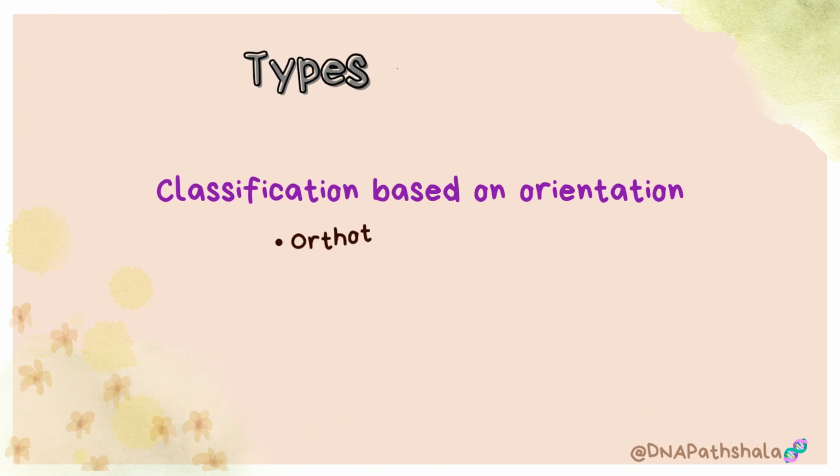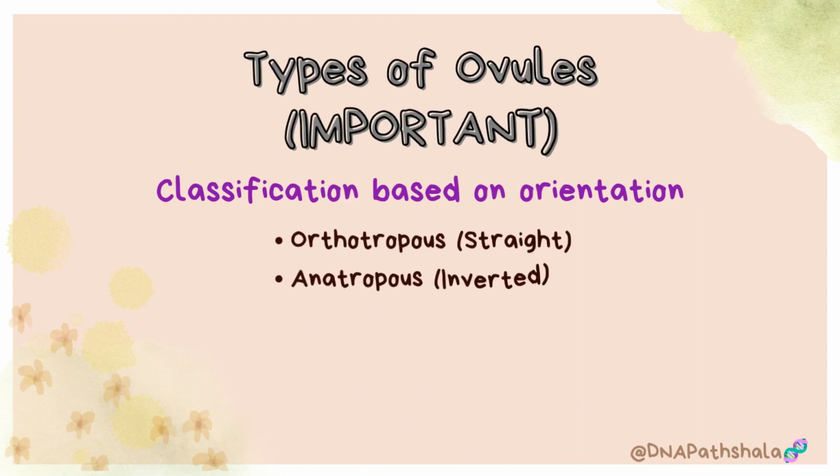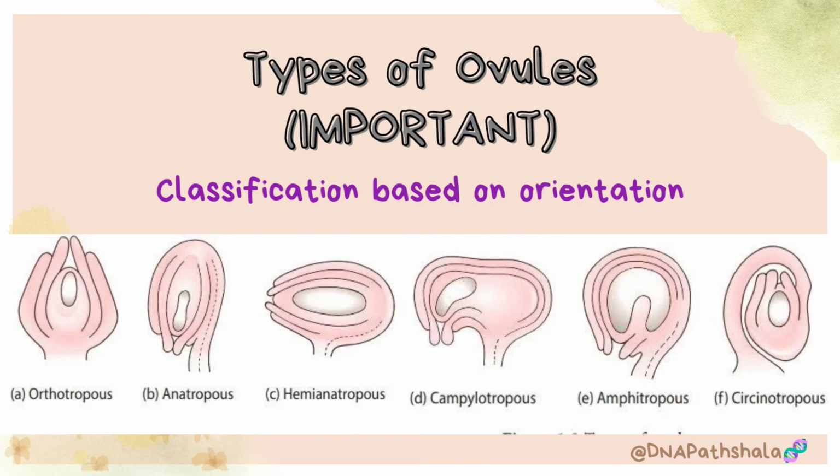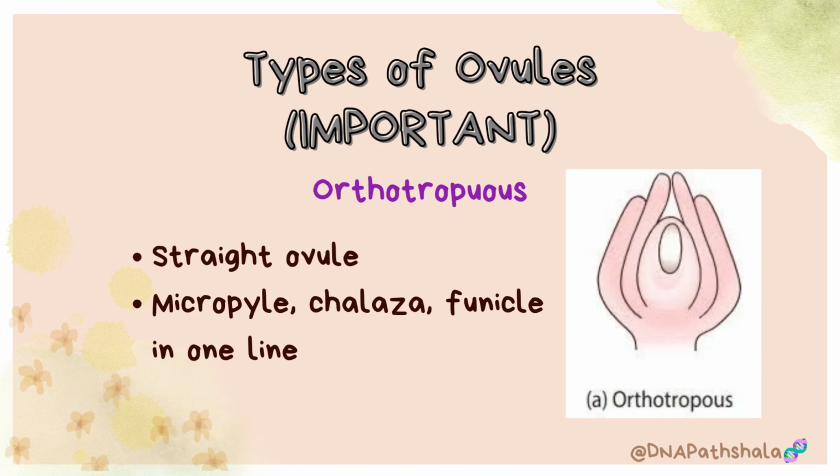Okay. Now we move to the most important part, types of ovules. These are classified based on their orientation. There are 6 types: Orthotropous, Anatropous, Hemianatropous, Campylotropous, Amphitropous and Circinotropous. At first थोड़ा confusion लगता है, but we will go one by one. First is Orthotropous. It is the simplest one. It is straight in structure. This type is rare in flowering plants.